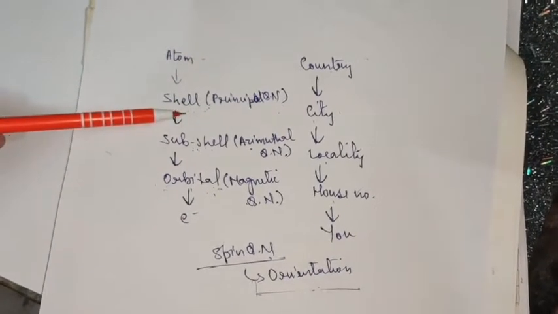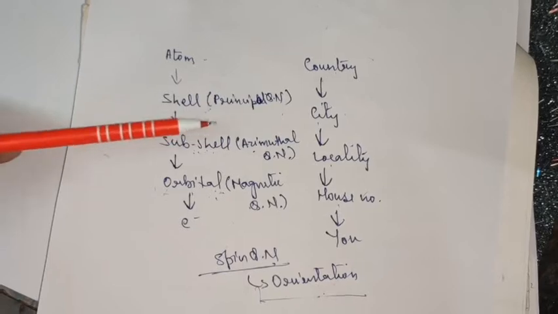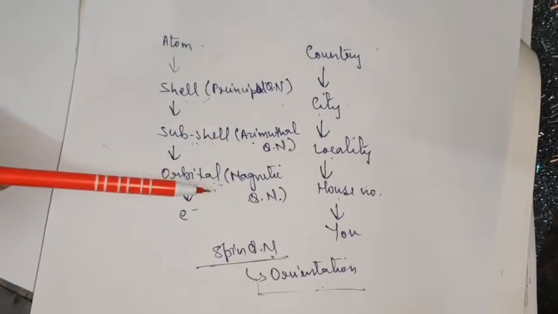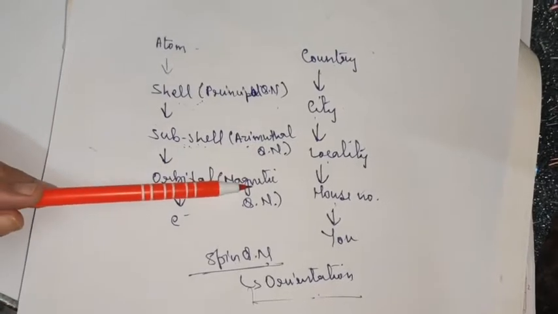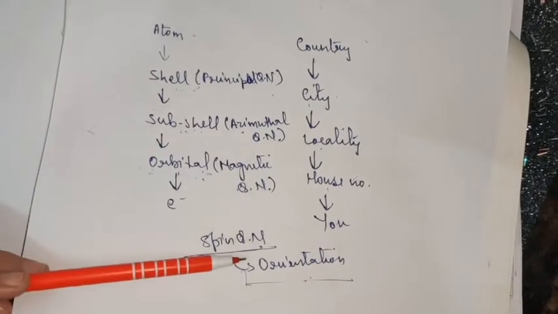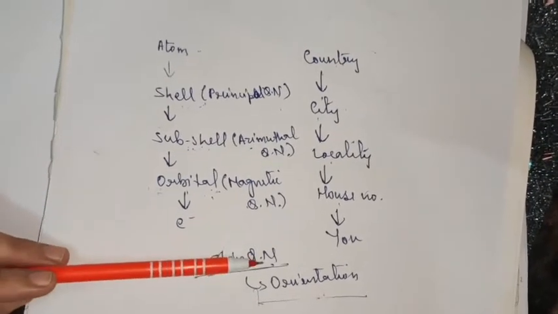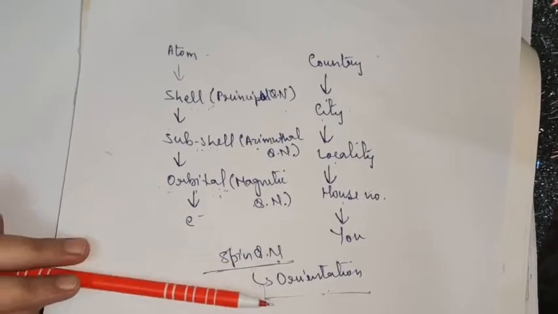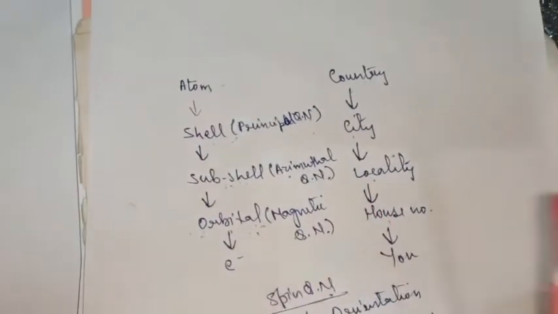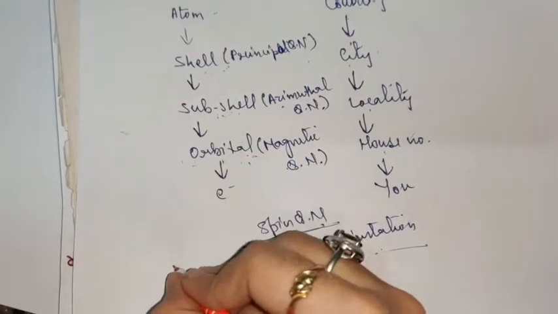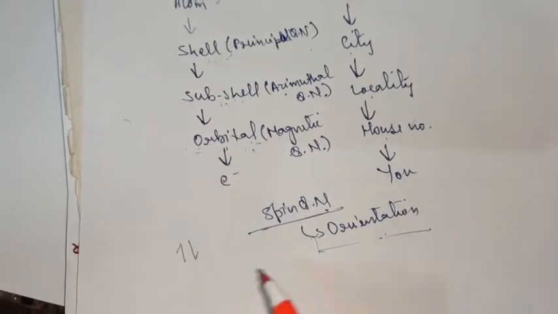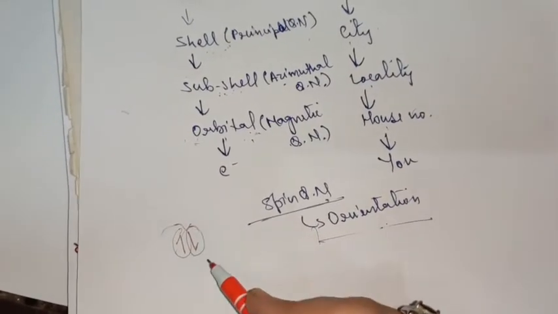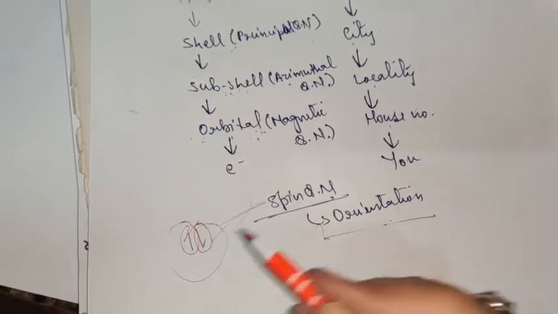The shell number is indicated by the principal quantum number. Subshell information is given by the azimuthal quantum number. Orbital information is given by the magnetic quantum number. Then we reach the spin quantum number, which tells us about the orientation of the electron, that is, how the electron is located in an atom. Orientation means the electron spin is indicated like this or like this, whether parallel or anti-parallel. This information is conveyed by the spin quantum number.